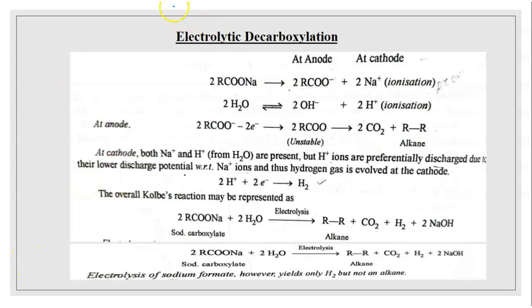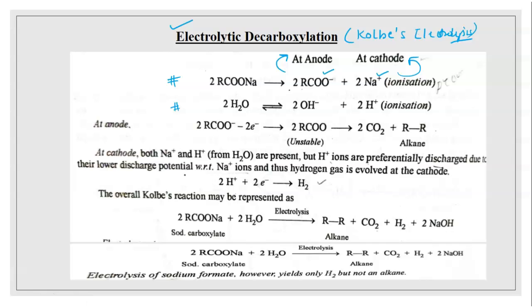The next is your electrolytic decarboxylation, also known as Kolbe electrolysis. Okay, quite simplest it is. So what is happening exactly over here? This is the main reaction that you can see, where 2 moles of your sodium salt of carboxylic acid will be dissociating to give you your carboxylate anion, that is RCOO negative, 2 moles of it, and 2 moles of your cation, Na positive. Okay, similarly your water will get dissociated in a same manner, and your anions will be shifting to your anode, and your cations will be shifting to your cathode side.